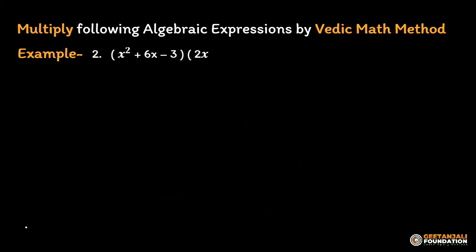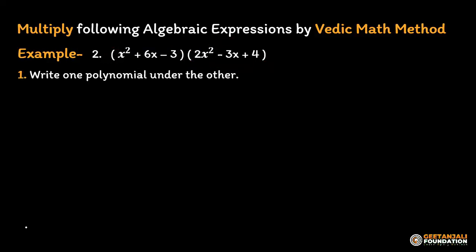In this example, we have to multiply two trinomials, meaning each of the polynomials consists of 3 terms. So here x squared plus 6x minus 3 has to be multiplied with 2x squared minus 3x plus 4. So let's follow the steps. First, we have to write one polynomial under the other. So I will write these polynomials.